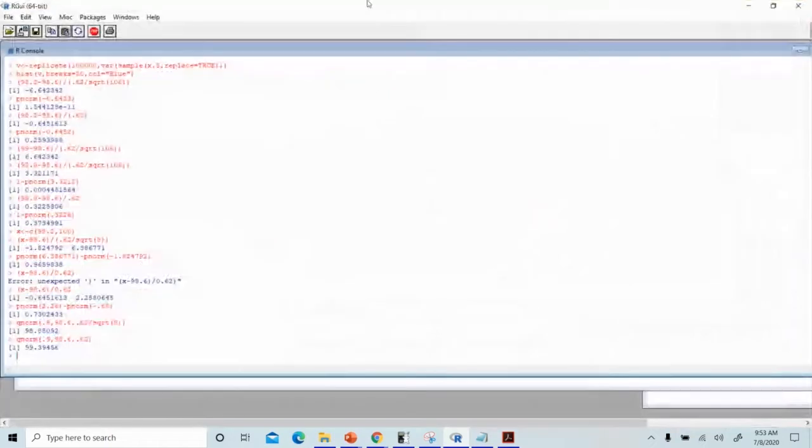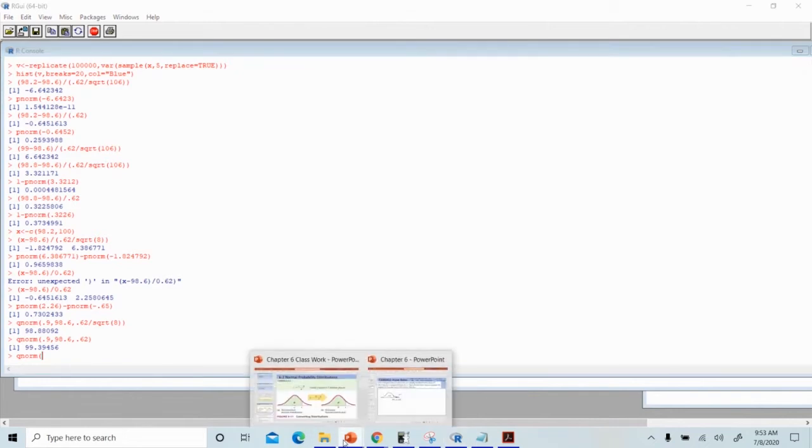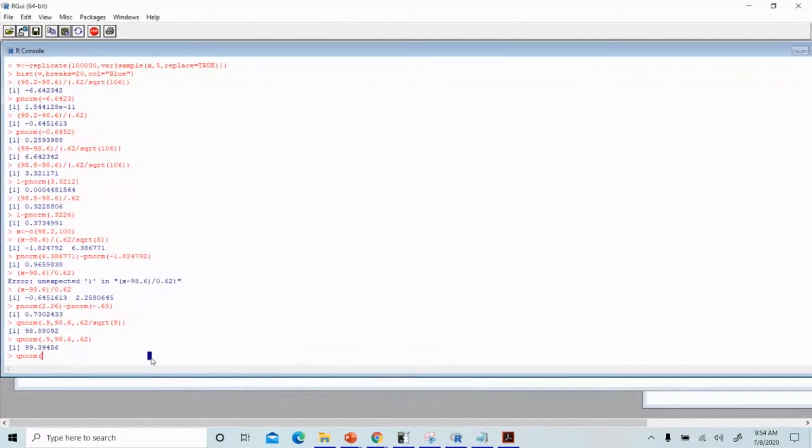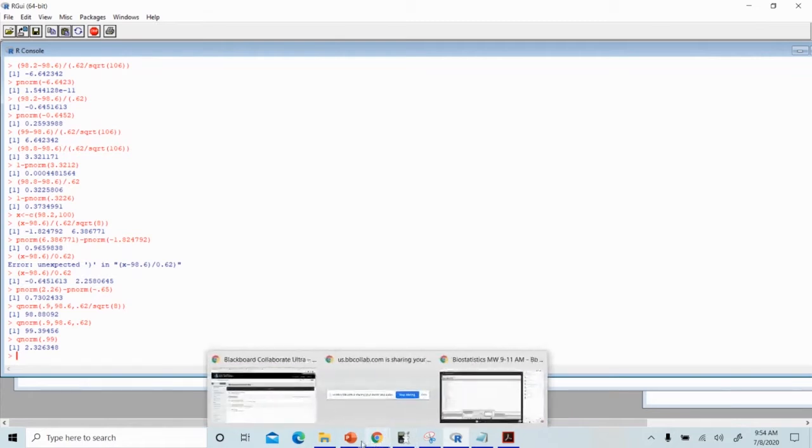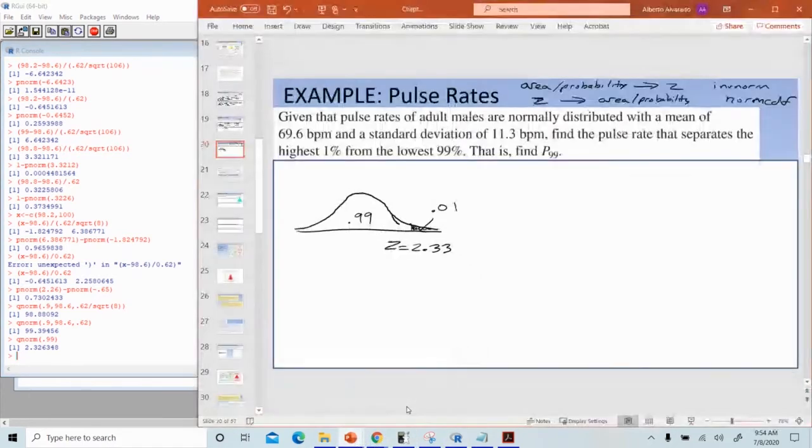Let's try R here. I can use qnorm of 0.99. That'll give us 2.33, the same thing, which is pretty clean and efficient, and just calculating without much hassle. But the calculator is not that bad. I mean, it's roughly the same work.